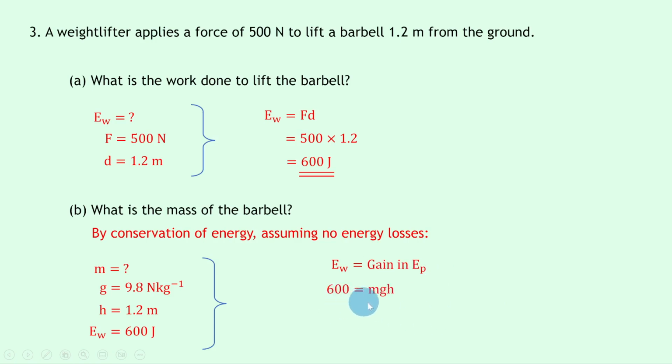So we have 600 is equal to mgh, and then we can sub in the rest of the numbers to get 600 equals m times 9.8 times 1.2, and then to get m on its own we can divide both sides by 9.8 times 1.2, and putting that into your calculator should give you an answer of m equals 51 kilograms.